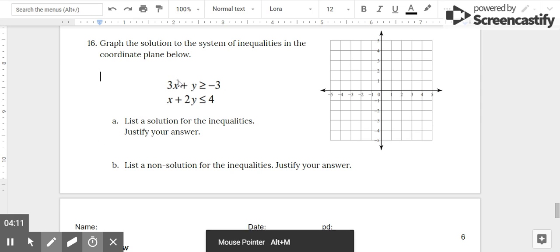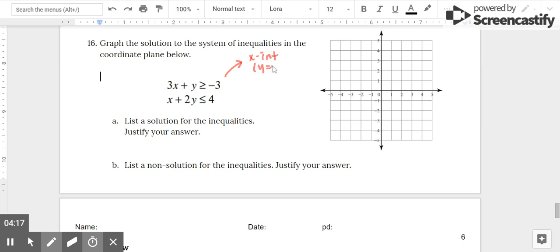I'm going to graph this by using the x- and y-intercepts. So the x-intercept is when y is 0. So you hide y here. So 3x is equal to negative 3. So x is equal to negative 3 divided by 3, so x is equal to negative 1. So you plot negative 1 here.